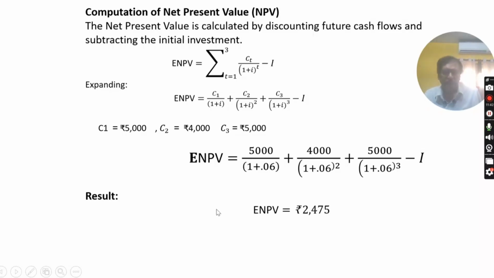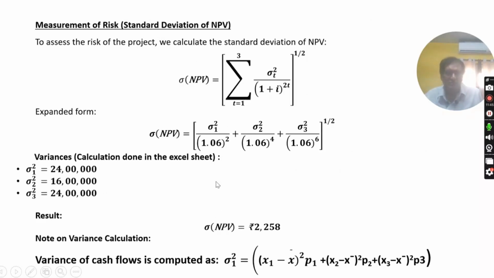Now I am showing in the next slide the expected standard deviation. Sorry, sigma NPV. Okay, the sigma 1 square I have shown you. The value is 24 lakhs. Sigma 2 square already I have shown you. You can check it, and this is third year value. Then what will be the sigma NPV? This is the formula.